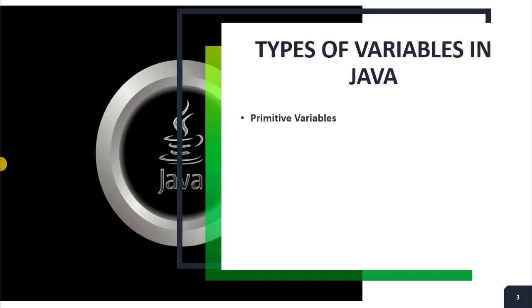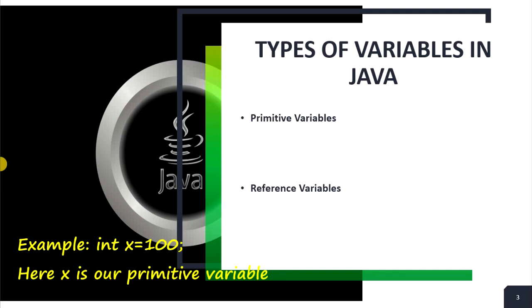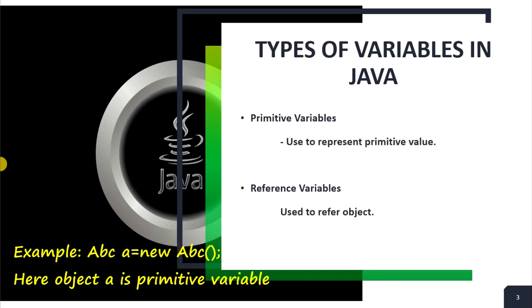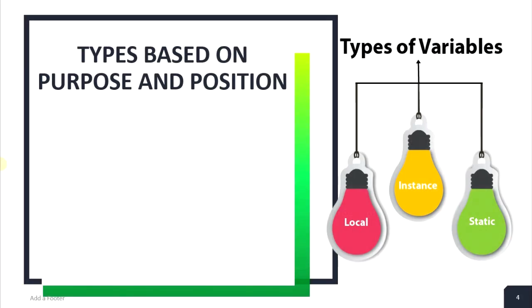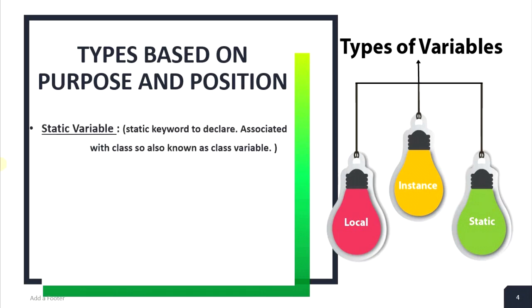Types of variable in Java. There are basically two types of variables in Java. They are primitive variables and reference variables. Primitive variables are used to represent the primitive value, whereas our reference variable is used to refer to an object. Now, types of variables based on purpose and position. There are basically three types here. They are static variables, instance variables, and local variables.